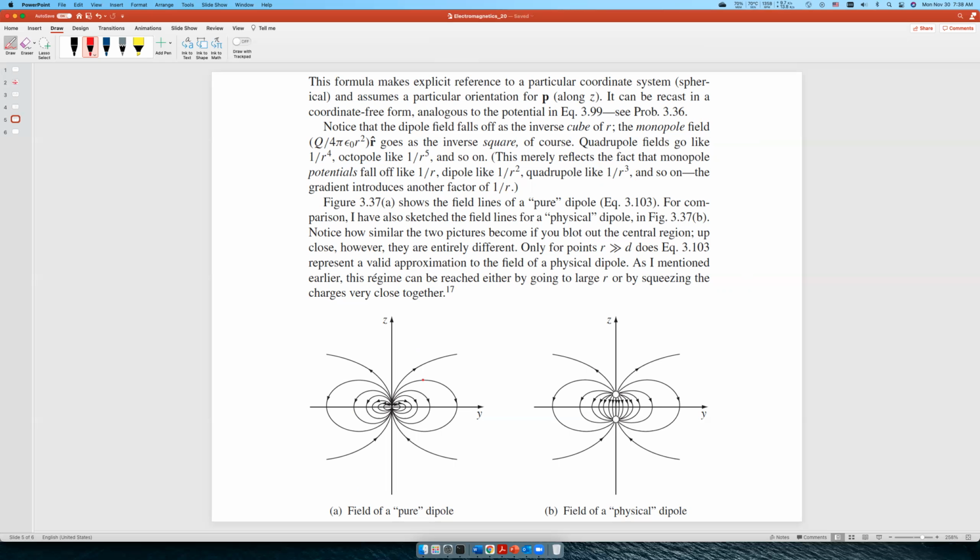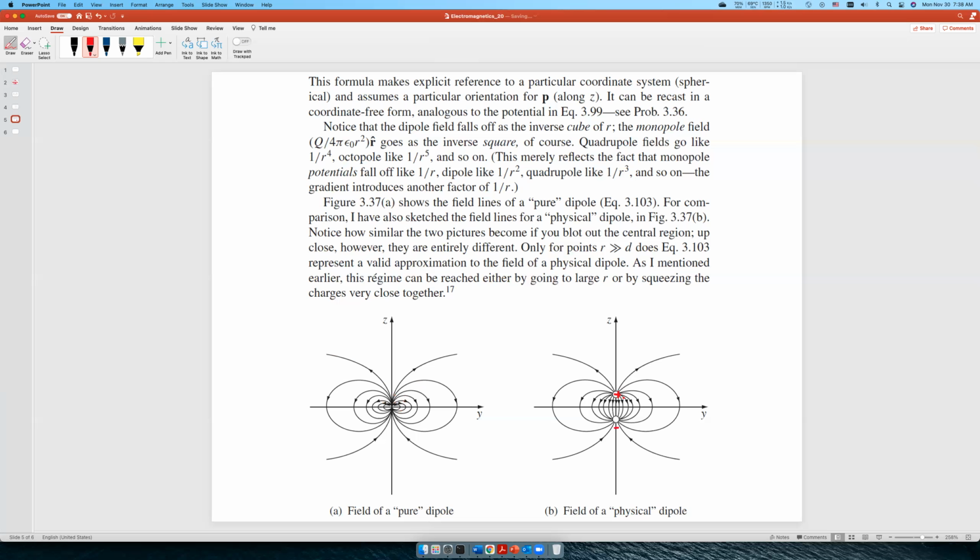And figure A shows a pure dipole, and figure B shows the electric field lines for a physical dipole. We can see that for a pure dipole and a physical dipole, the only difference is that if you squeeze the distance between the positive charge and the negative charge, then you can get the perfect pure dipole electric field lines, which are shown here.